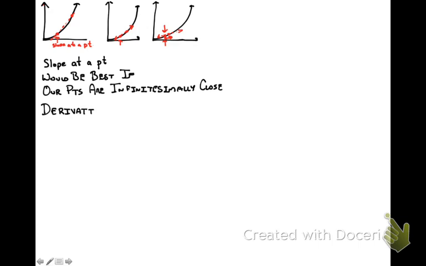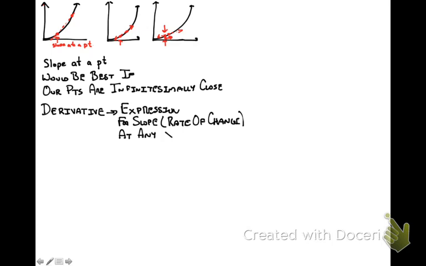Right? In one sense, the derivative of a function is an expression for the slope, or the rate of change, more importantly, at a given x point, or at any x value. So we're talking about the rate of change of the function when we're talking about the derivative. Now, for purposes of the AP exam, this definition is important.